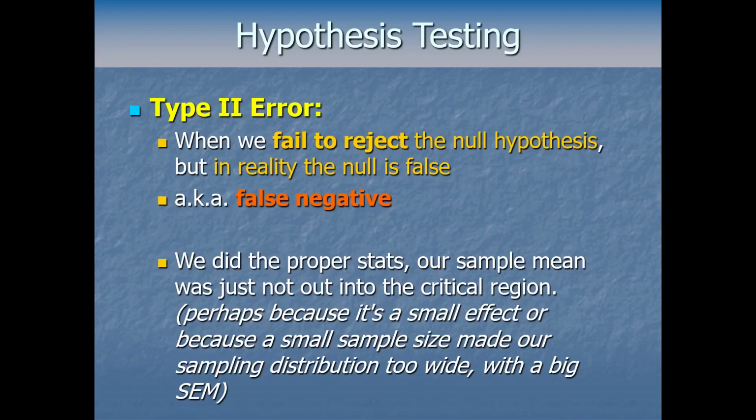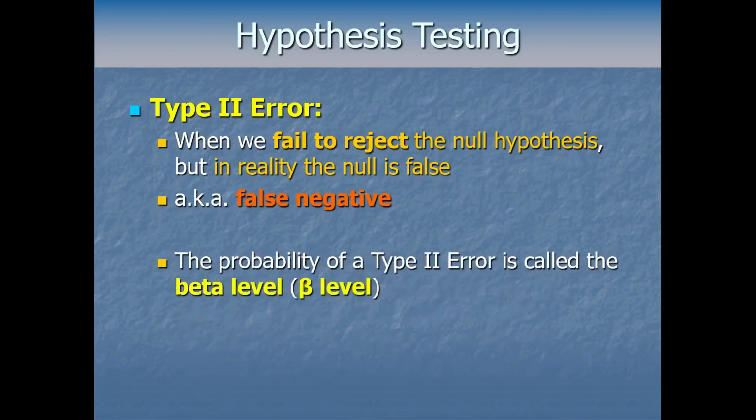But this can happen simply because we'll never perfectly detect effects or differences in the world. We just can't detect everything. And it's especially going to happen a lot if maybe there's a very small effect, which is hard to detect, or if we used a really low sample size, a low n, which made our distribution of sample means too wide, like that graph where we draw the rejection region. That'll be too spread out to make it easy for a sample to fall in the rejection region if we have a small sample size.